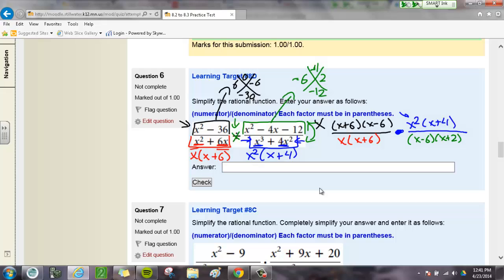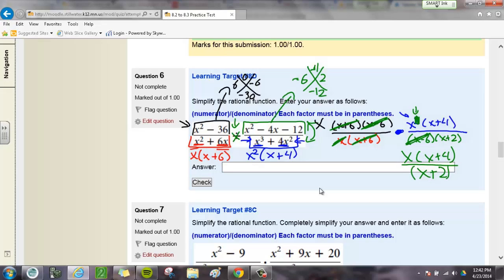Okay, so now all is said and done. Now it's time to cancel some things out. So this x plus 6 cancels off this x plus 6. This x minus 6 cancels off that x minus 6. This x cancels off one of these x's up here, so I'm just going to get rid of the square. Okay, and what do I have left? I have x times x plus 4 all over x plus 2.